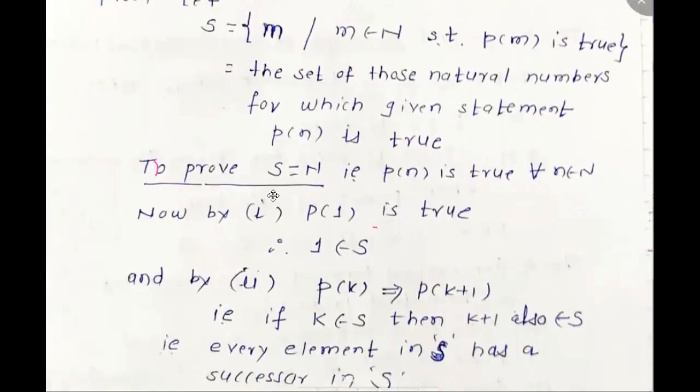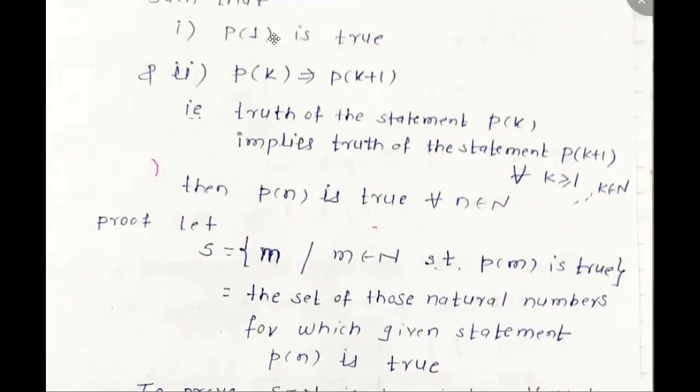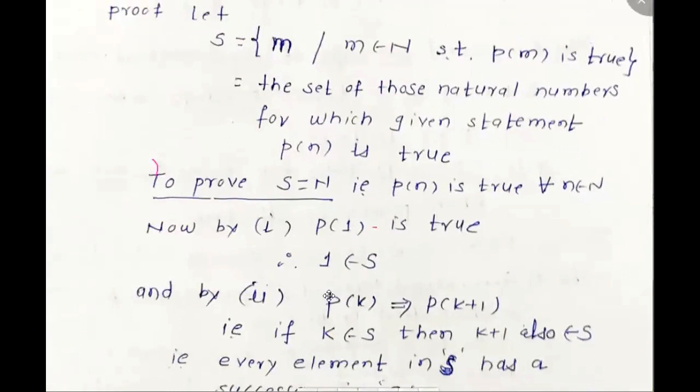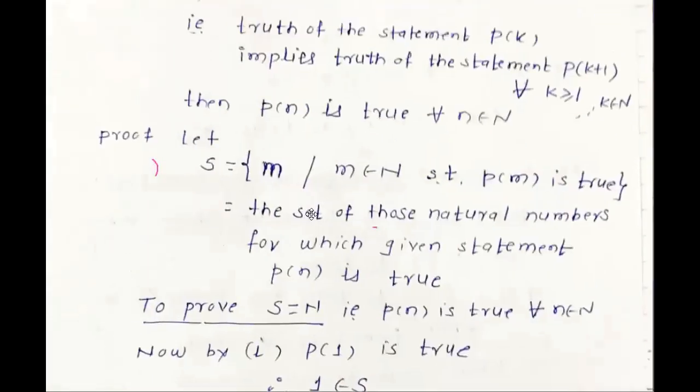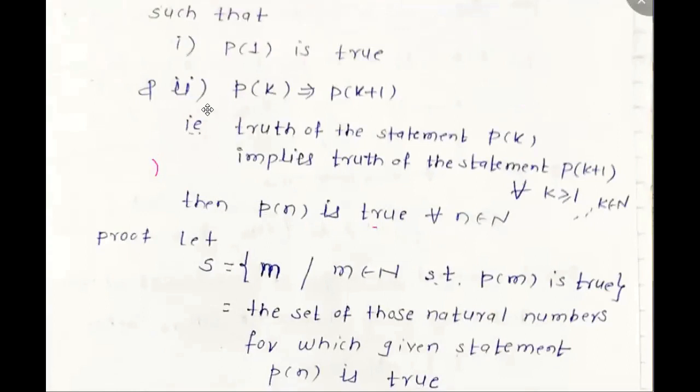Now to prove S is equal to N, that is, S contains all natural numbers, but S contains the natural numbers for which the statement P(n) is true. So that means P(n) is true for all natural numbers. So we must prove that S is equal to N, that is, P(n) is true for all natural numbers. How to prove? Given the first condition, P(1) is true, so 1 is an element of S because P(1) is true. And what is the second condition?